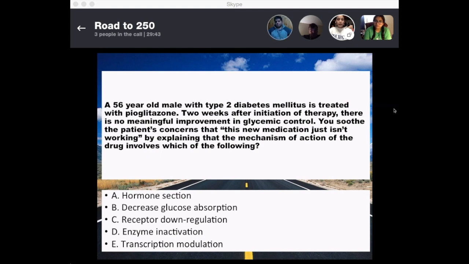A 56-year-old male with type 2 diabetes mellitus is treated with pioglitazone. 2 weeks after initiation of therapy, there is no meaningful improvement in glycemic control. You soothe the patient's concern that this new medication just isn't working by explaining that the mechanism of action of the drug involves which of the following? A, hormone secretion. B, decreased glucose absorption. C, receptor downregulation. D, enzyme inactivation. E, transcription modulation.